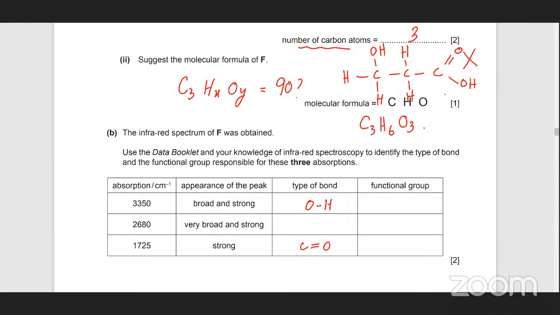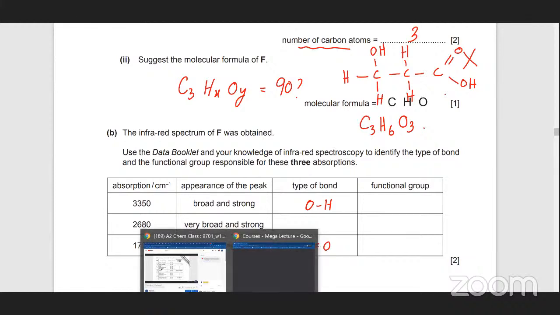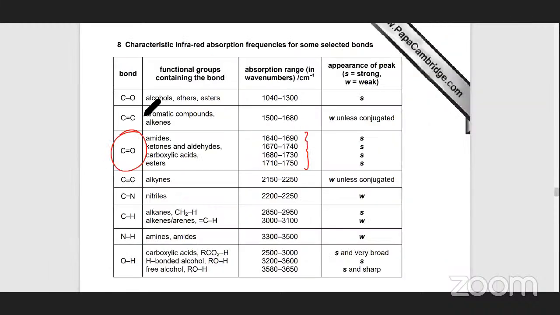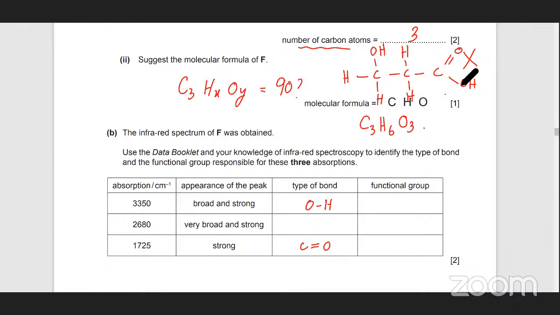So that's a C=O bond. What about 2680? You're getting a strong and very broad absorption at 2680. So if we go and have a look, so 26 strong and very broad, it's probably this one. The thing is, our molecule actually has two OH groups.